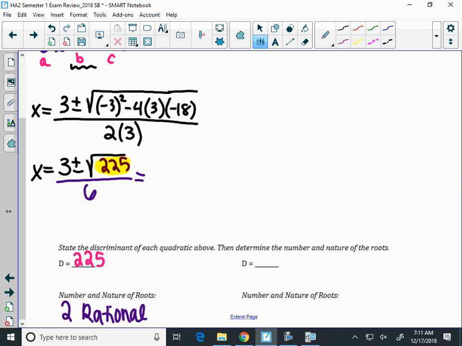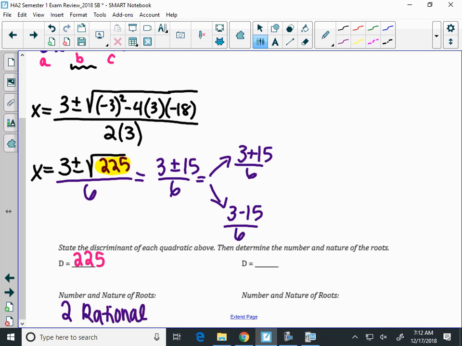So we need to simplify this. This becomes 3 plus or minus 15 over 6. Now here's the problem that some of us are having. You can't leave your answer like that. That is not simplest fraction form. In order to be simplified, you need to turn this into 2 fractions. You need to find the value of 3 plus 15 over 6 and 3 minus 15 over 6. You need to actually simplify those into 2 fractions.